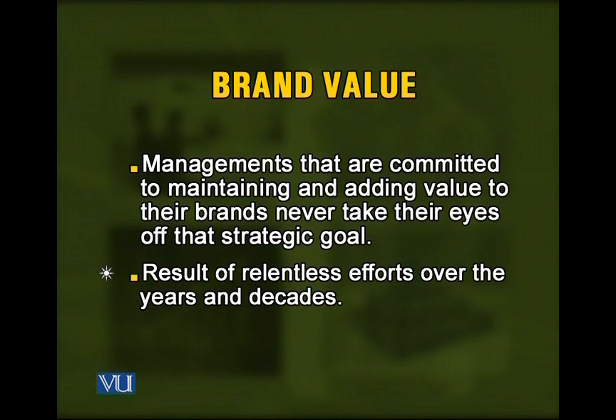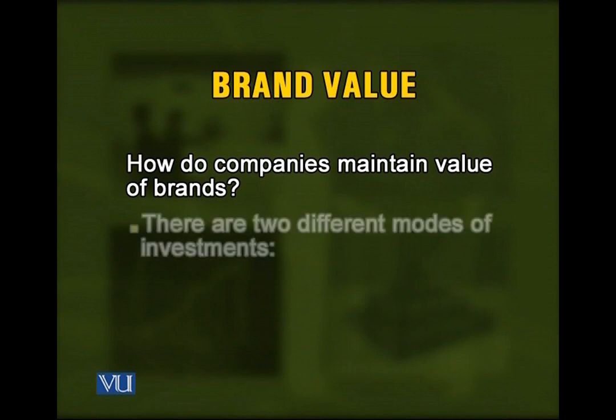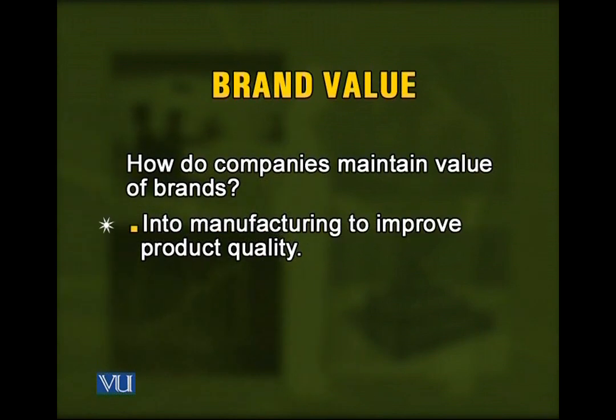Now, the next question is, how do companies maintain value of brands in a way that brands create for themselves the kind of longevity I'm talking about? That happens through two different modes. One is by investing into manufacturing, and the other is by investing into the market. When we talk about investment into manufacturing, we are talking about basically improvement of product quality. And that means investment into new technologies, investment into new plants, new machines, new equipment, and so on and so forth.